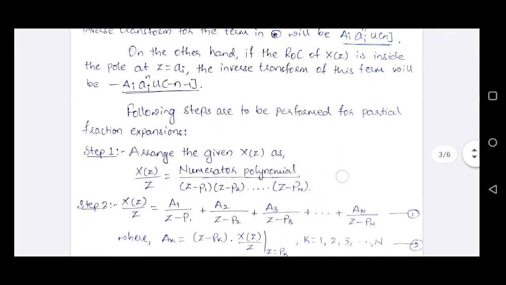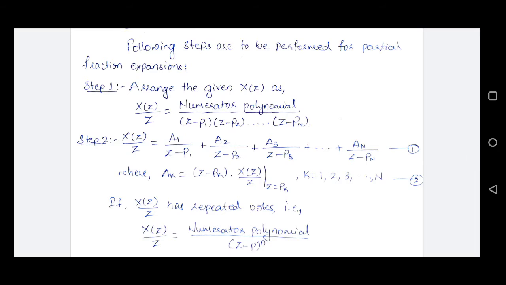So to apply the partial fraction expansion method, we'll be following the mentioned steps here. In the first step, we'll rearrange the given z transform X(z) as X(z) divided by z. By doing this, on the right-hand side, we'll easily be able to express each root in the denominator in partial fraction form. So X(z) divided by z equals the numerator polynomial divided by the factorized denominator. Each factor will be given a residue.